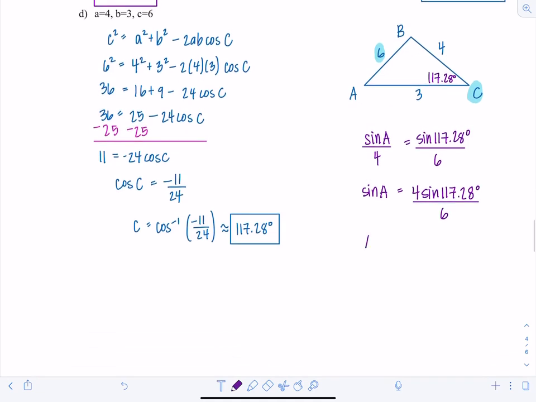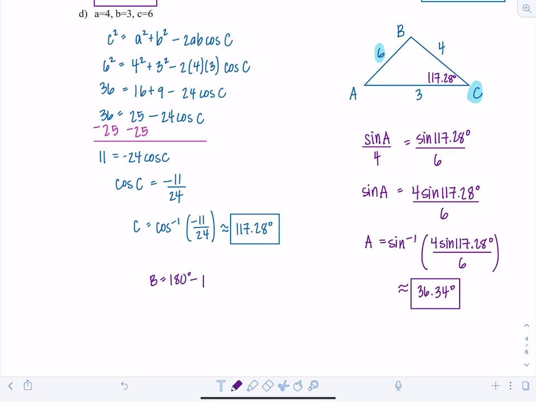So A equals sine inverse of 4 sine 117.28 degrees over 6. And then if you put that in your calculator, you should get approximately 36.34 degrees. Okay, and then all that's left now is to find angle B. And angle B is going to be 180 minus angle C minus angle A. And you get about 26.38 degrees.